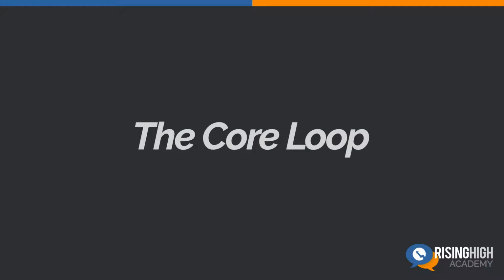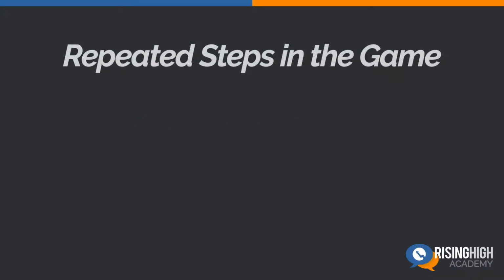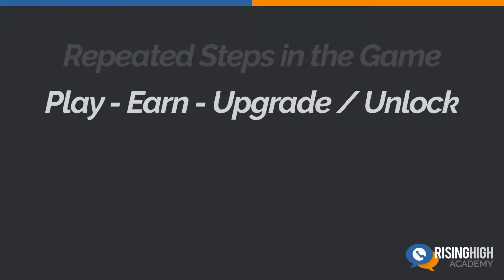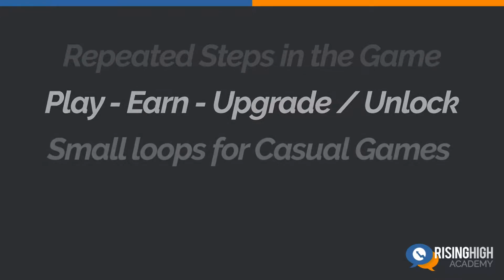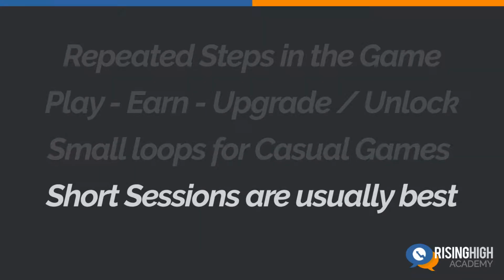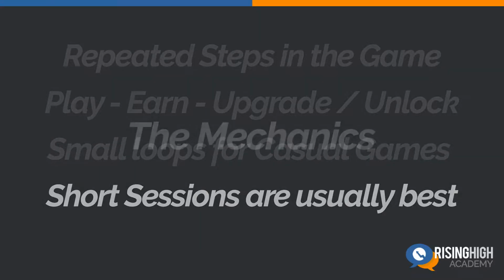So first up is the core loop, and this will be what your player will do over and over within your game. A simple core loop could be something like play the game, earn some coins, upgrade your character or unlock a new world. For casual mobile games, it should really be short and simple in essence, and the shorter the gameplay is usually better for the mobile market.